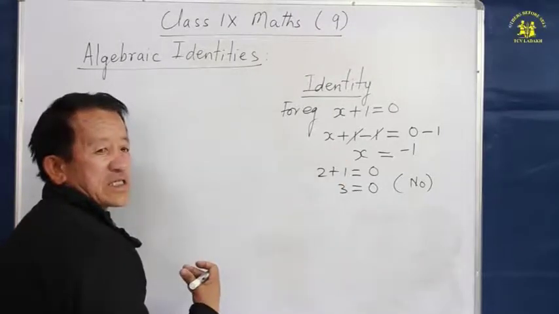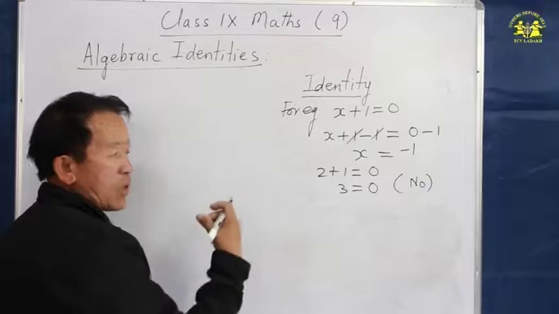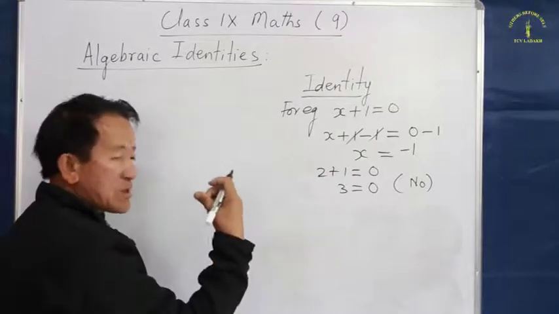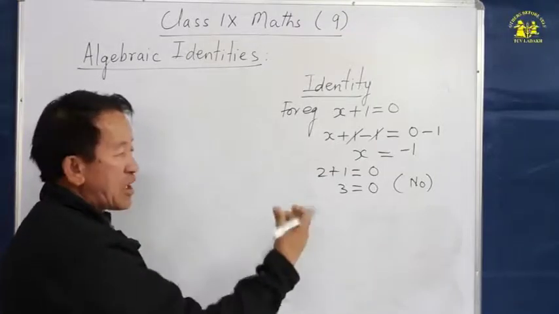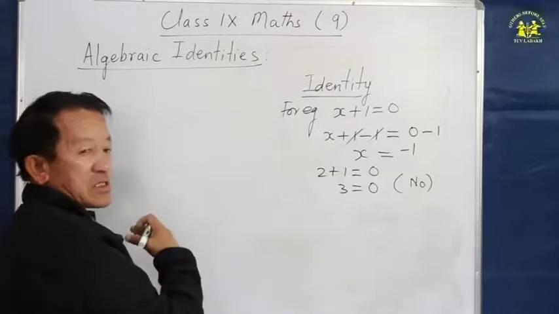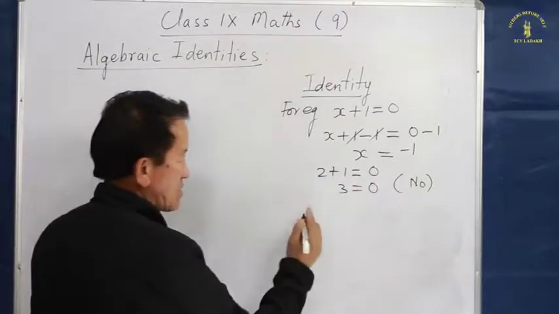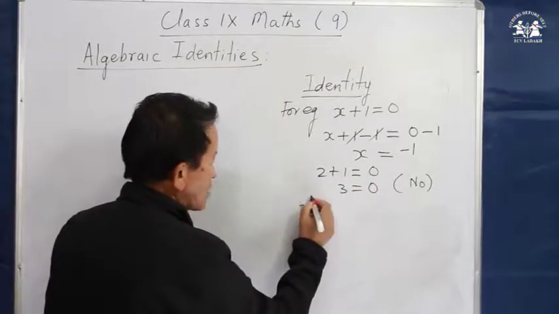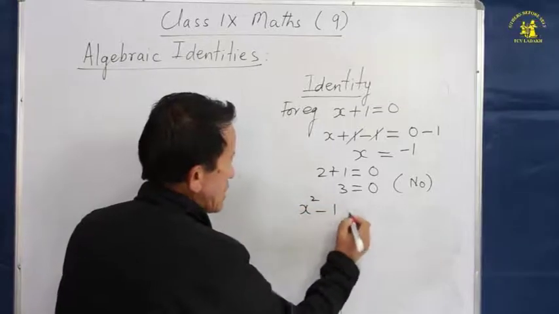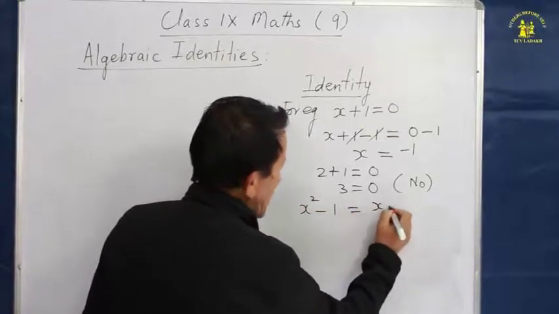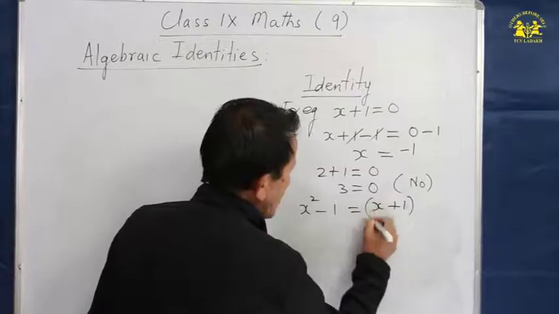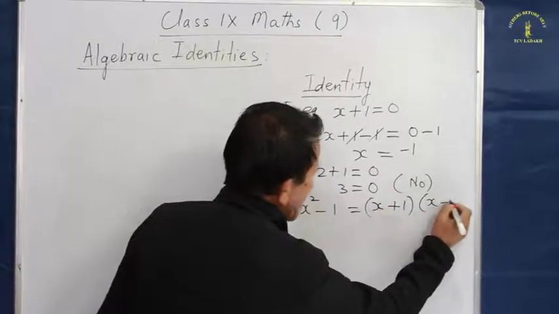Now let me take a simple example of an identity equation, where you can put any value for the variable and you will always get left hand side equal to right hand side. A simple one: x squared minus 1 is equal to x plus 1 into x minus 1.